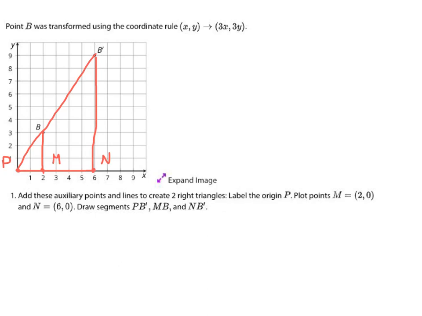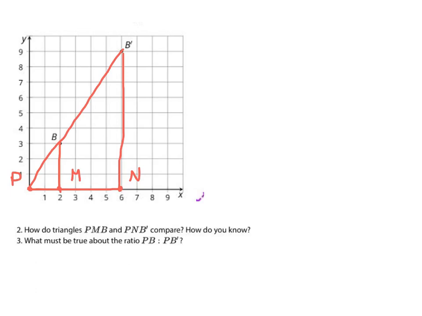Now, I'm going to go to the next slide, which we're going to lose this. So let's see what's next. So I copied what we made on the previous slide, and now we can look at the rest of the questions. How do triangles PMB and PNB prime compare? How do you know? So we learned when we did our triangle similarity unit that I can say these are similar because of the side angle side similarity theorem.